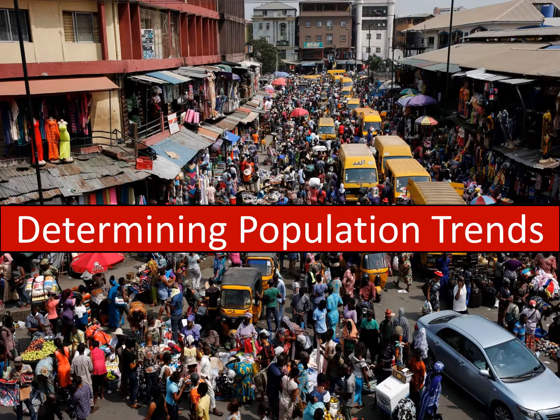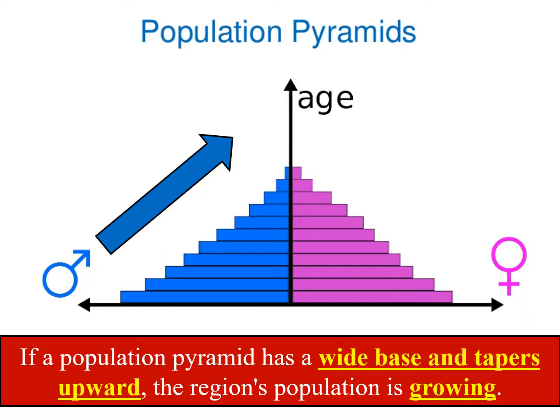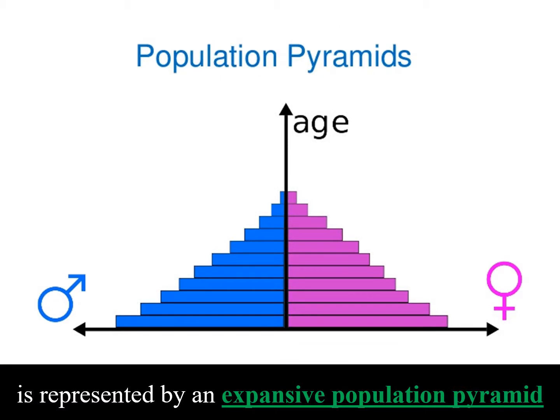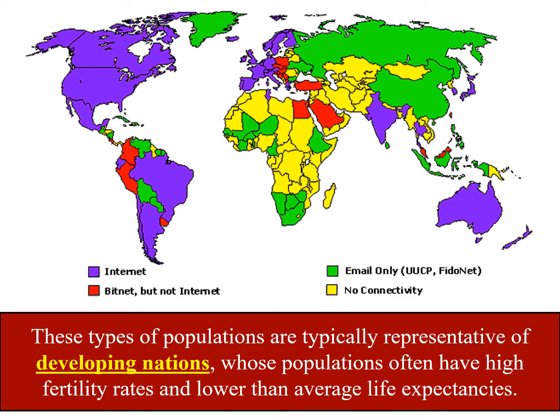Determining population trends. If a population pyramid has a wide base and tapers upwards like this one, the region's population is growing. We can see that from the shape because each new generation is getting larger and larger. That's represented by an expansive population pyramid. This type of population pyramid is typically representative of developing nations whose populations often have high fertility rates and lower than average life expectancies. So the places where we see the fastest growing populations are going to have that shape.